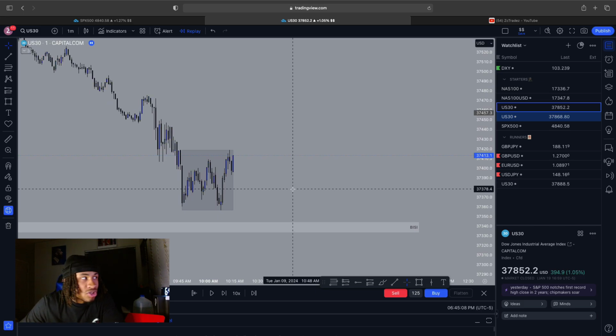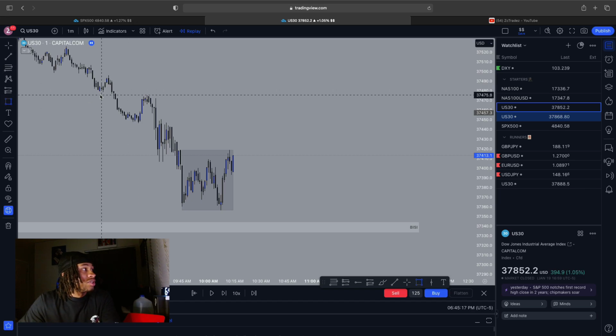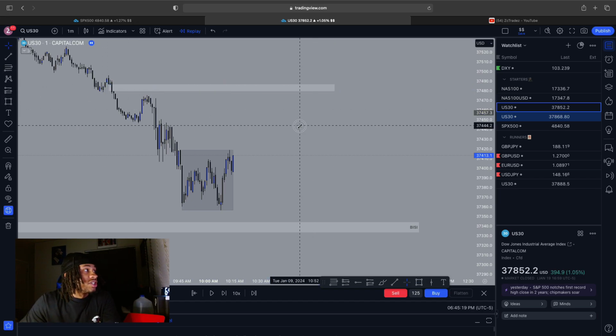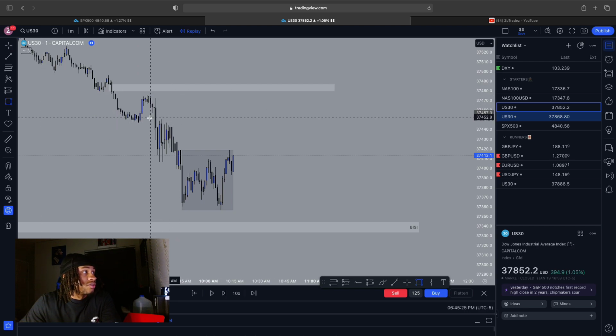Before I take a buy, I want to have a good idea of where price is going. The only place that I can see price possibly heading for is this inefficiency here, because we have all of this engineered price action that happened at 9:30. All of this right here.